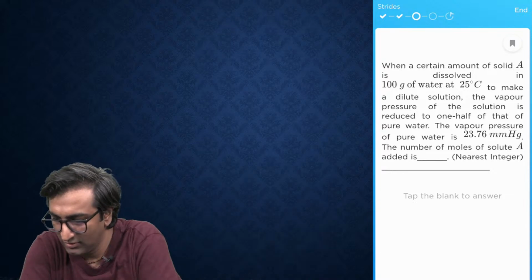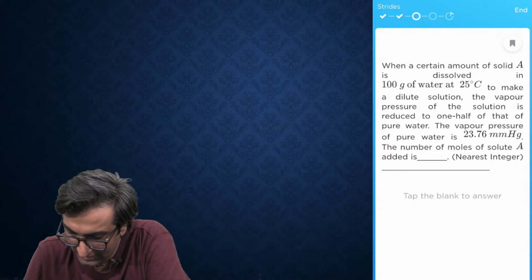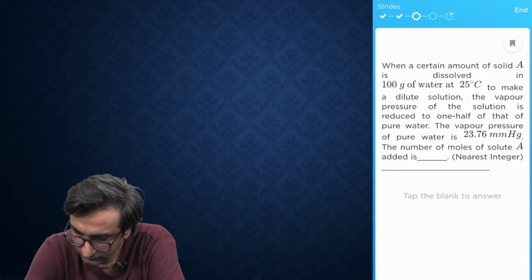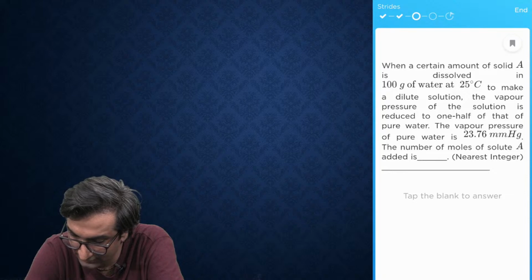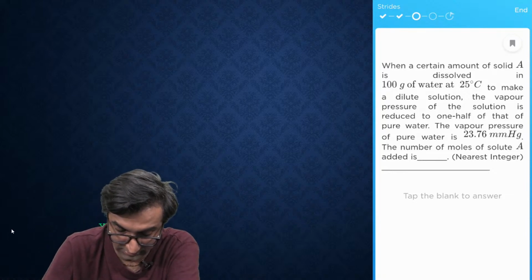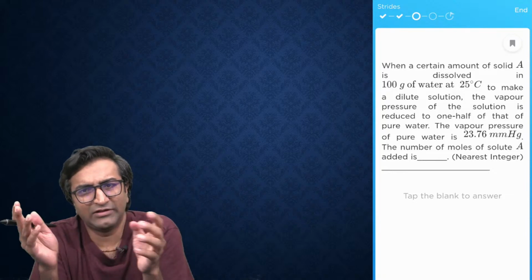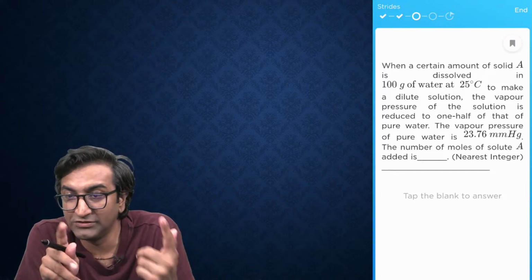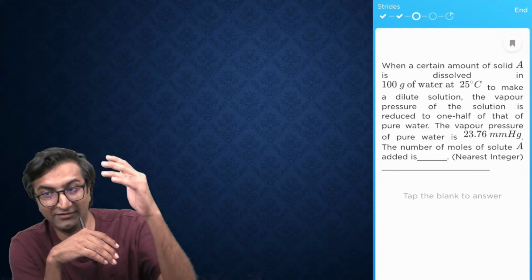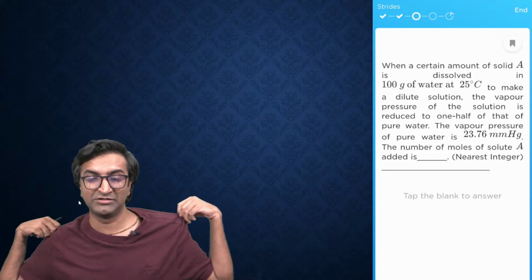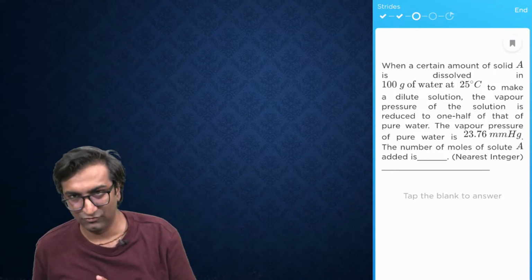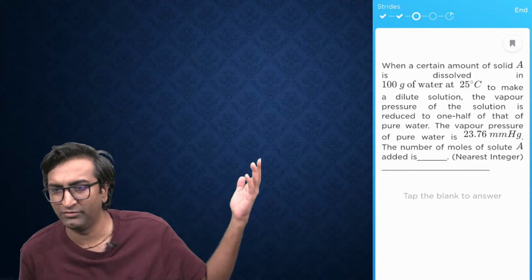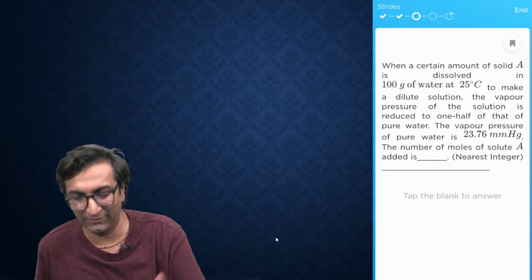Okay, sweet. So I've got some amount of A dissolved in 100 gram of water. Dilute solution. Vapor pressure in solution is reduced to half of that of pure water. This is an interesting question. And this is how the app practice works, by the way. If you keep getting a lot of questions correct, the difficulty of the questions increases. So we've been getting a lot of questions correct because we are doing things together, so the difficulty will increase. Maybe this is slightly harder than the other ones because, first of all, we have to input numbers. There are no options. Automatically makes it a little harder.